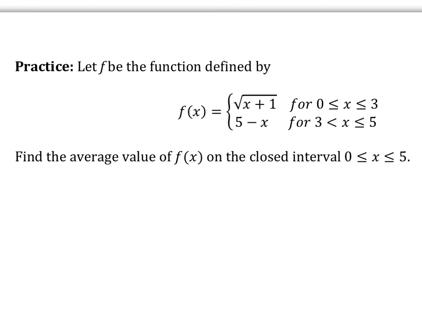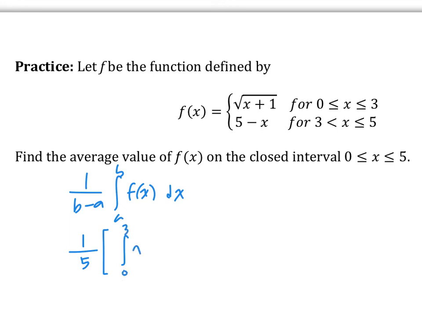But let me just show you the formula again: 1 over b minus a, integral from a to b of f of x dx. We cannot integrate this as is because it's splitting at 3, so we need to do them separately. So 1 over 5, that's the length, b minus a. We're going to do 0 to 3 first, and then we're going to do 3 to 5.